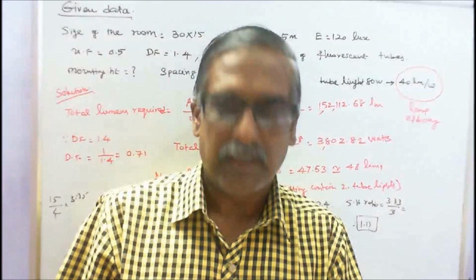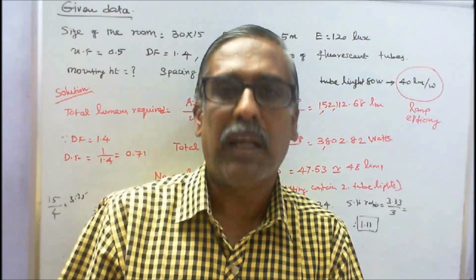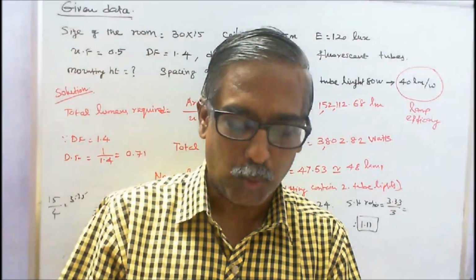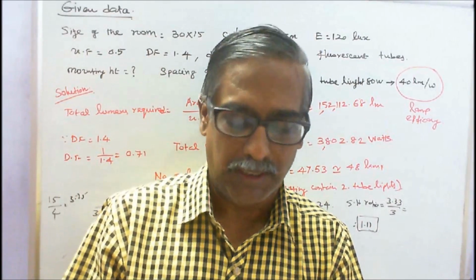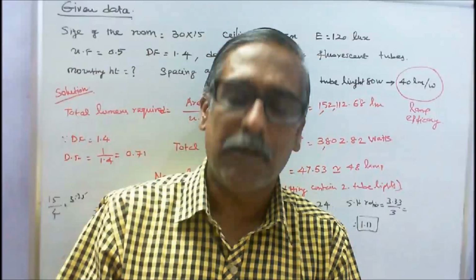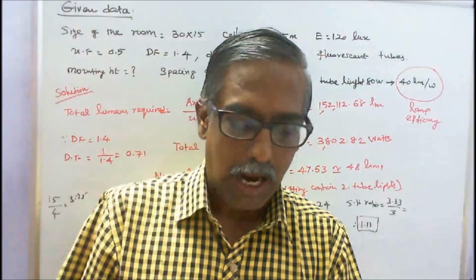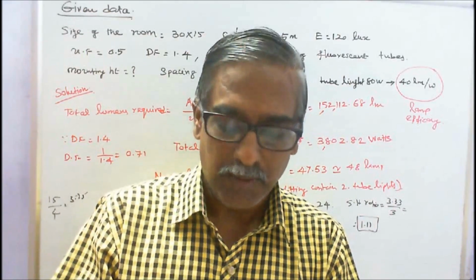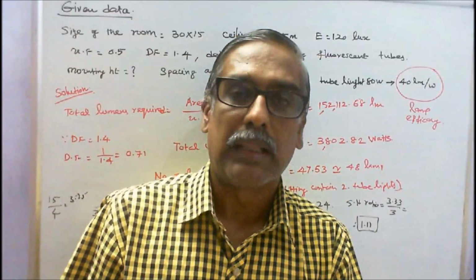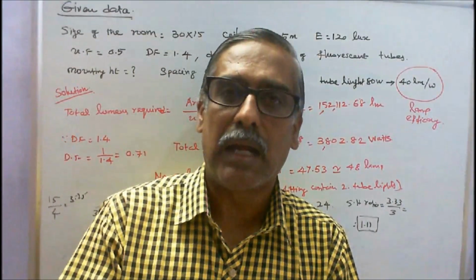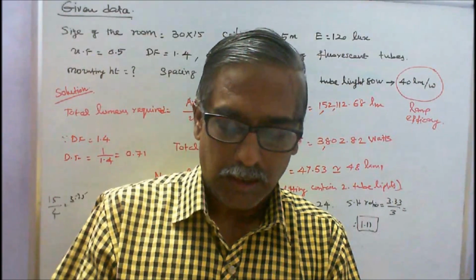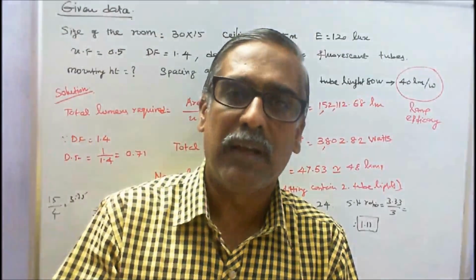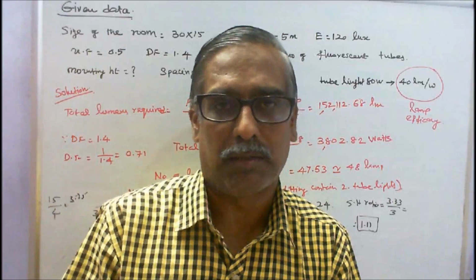Problem 1. A drawing hall 30 meter by 15 meter with a ceiling height of 5 meter is to be provided with an illumination of 120 lux. Taking the coefficient of utilization as 0.5 and the depreciation factor as 1.4, determine the number of fluorescent tubes required, their mounting height, spacing and disposition. The 80 watt fluorescent tube has a lamp efficacy of 40 lumens per watt.